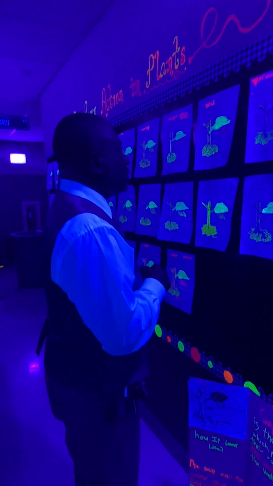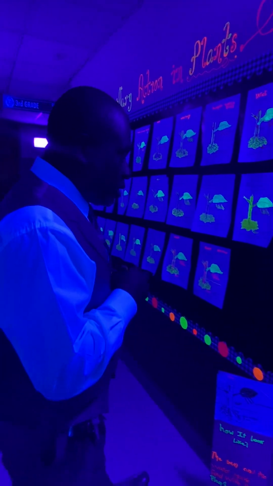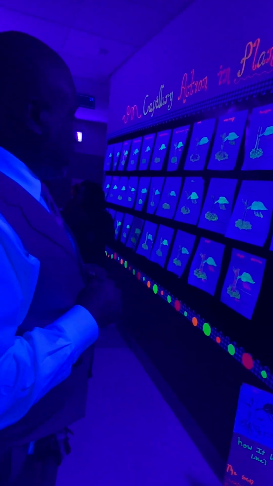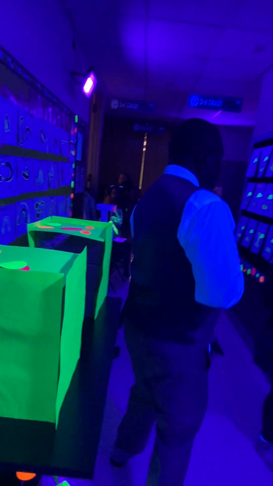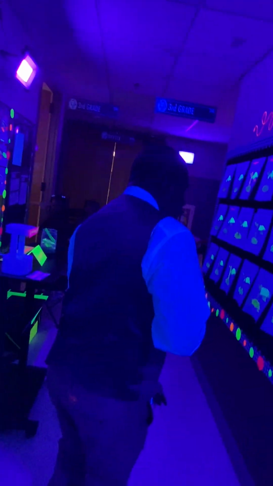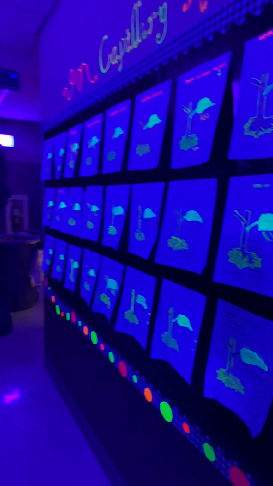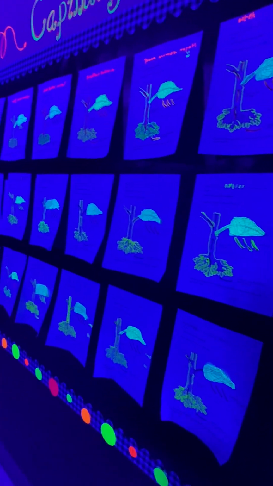Although this includes much more of the leaf process. That's much more of the root and stem process. Expiration.